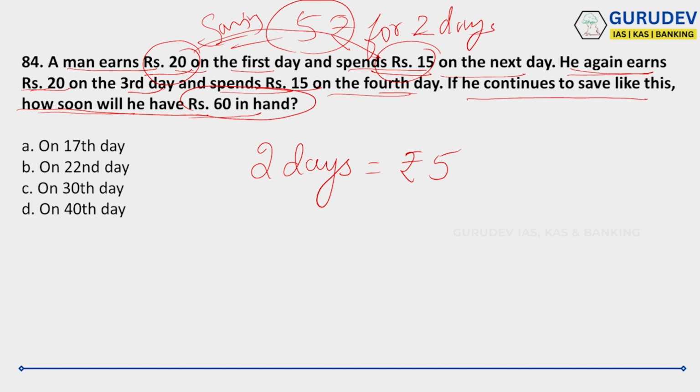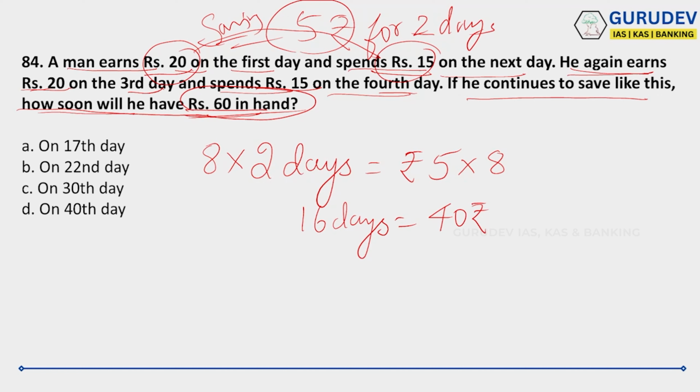Okay, fine. Now, if I multiply this by 8, this is 8 times 2, which is 16 days. And 8 times 5 is 40 rupees. For 16 days, 40 rupees he has saved. Okay, that is very good. Okay, what is he asking? 60 rupees in his hand.